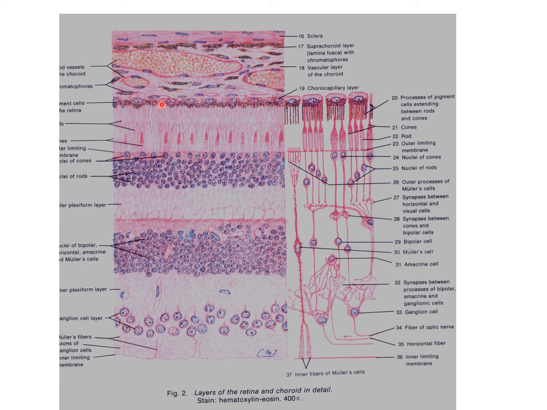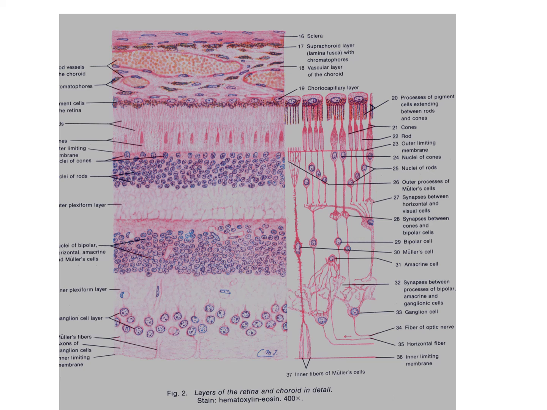Here is where the retina starts. This part is the choroid, this part is the sclera. In this rods and cones layer, outer plexiform layer, bipolar nuclear layer, inner plexiform layer, ganglionic cells layer, and fibrous layer. So these are the layers of this retina.